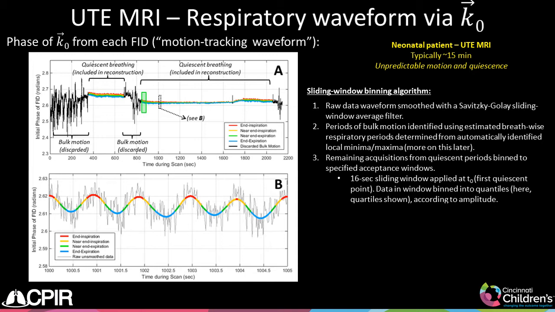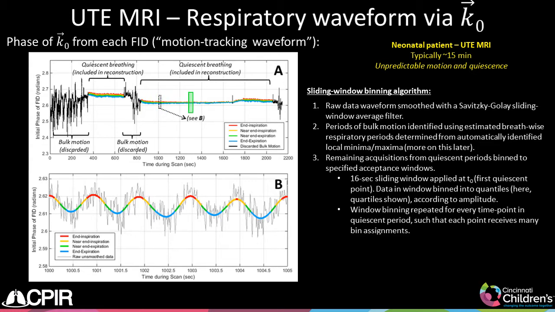A 16-second sliding window is applied at T0, or the first quiescent point. Data in this window are binned into quantiles, here shown in quartiles, according to amplitude. This window binning is repeated at every time point within the quiescent period, such that each point receives many bin assignments. Finally, raw data points are assigned final bins equal to their mean bin value. Here, shown in color, are smoothed quartile bins, or 25% acceptance windows of the respiratory cycle.